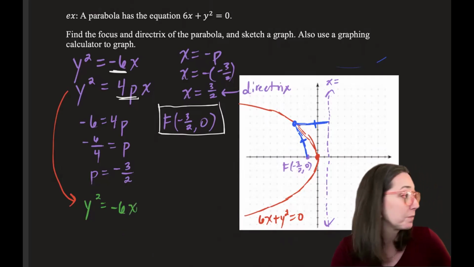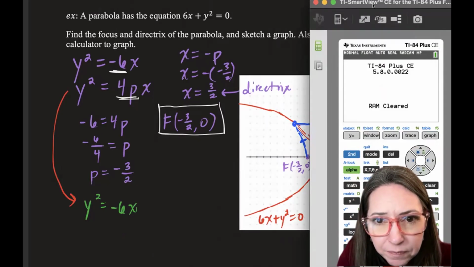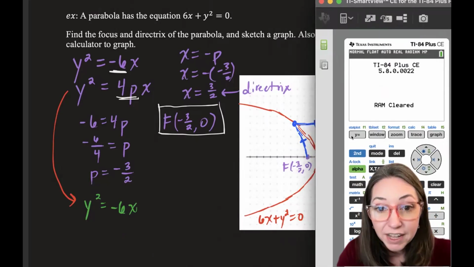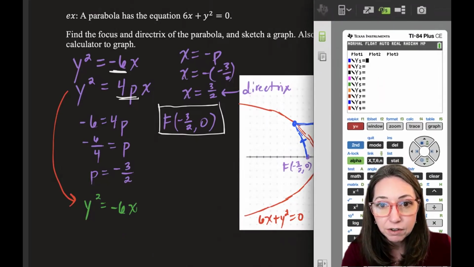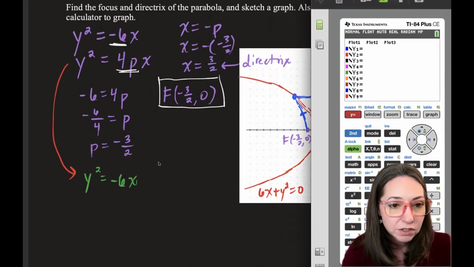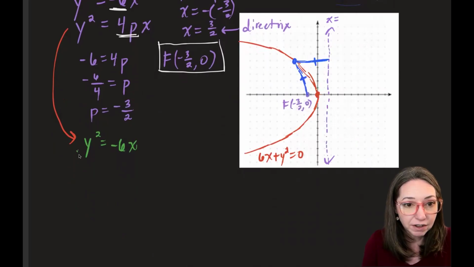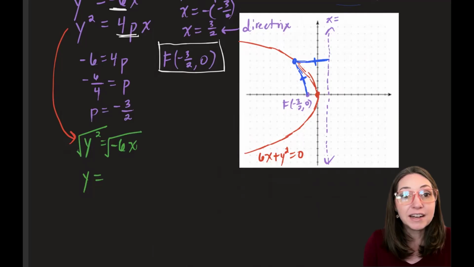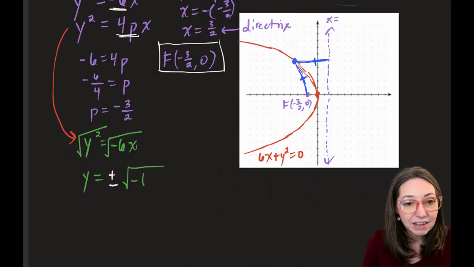Now to enter that into my calculator, we're going to hit the y equals button, and we're going to have to solve this for y first. We're going to take the square root of both sides of this equation. I'll bring that calculator back in just a moment. If I take the square root of both sides, we get y is equal to. Anytime you take the square root of a variable that is squared, we're going to put a plus or a minus on the other side. So it is technically equal to positive or negative square root of negative 6x.